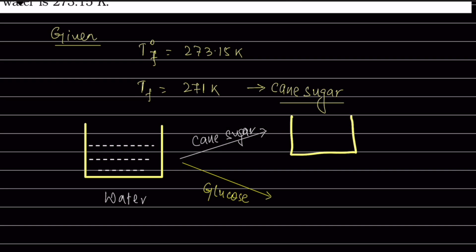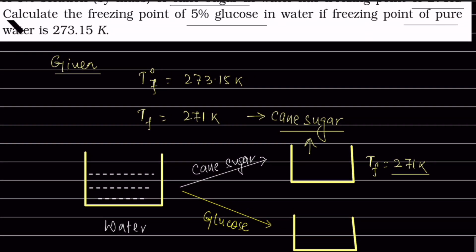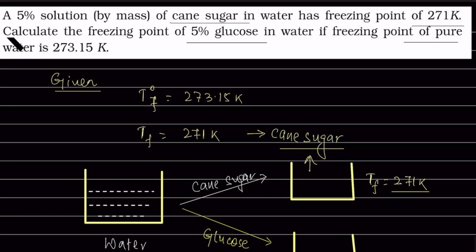When we add cane sugar and glucose, we will see a depression in the freezing point. When we use cane sugar, the new freezing point is 271 Kelvin. For glucose we don't know, so we have to find out the new freezing point when using glucose. This is unknown. To solve this question, we use the depression in freezing point formula, and based on that we can find the freezing point of the glucose.